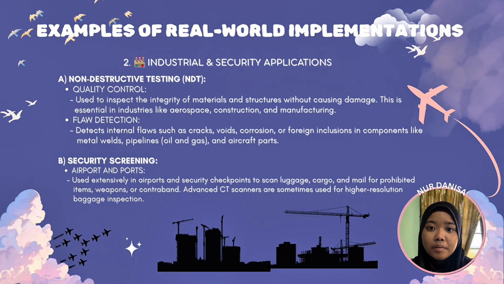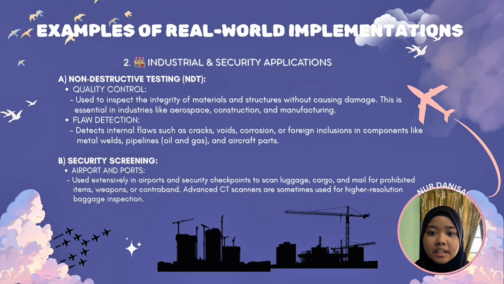This slide talks about the industrial and security applications of this technology, focusing on real-world uses. First, in industrial application, it is used for non-destructive testing, also known as NDT. This means engineers can check the quality and safety of materials without damaging them. This is very important in industries like aerospace, construction and manufacturing, where safety is critical. NDT is also used for flaw detection. It helps identify hidden problems such as cracks, corrosion, voids or foreign objects inside materials.